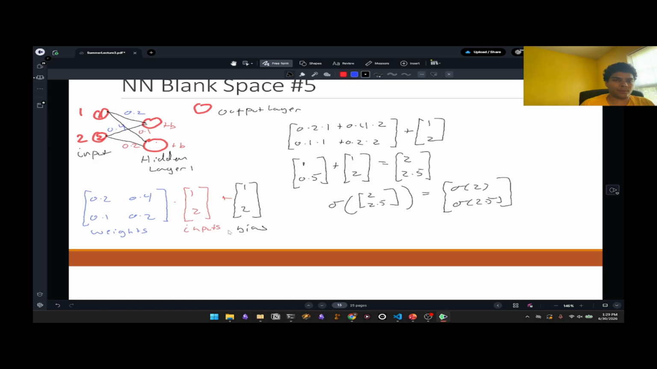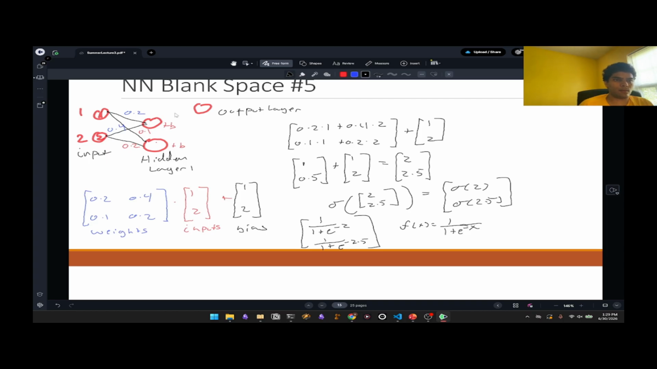So we're going to do 1 over 1 plus e to the negative 2. And then 1 over 1 plus e to the negative 2.5. So again, why do I do this? Well, the formula for the sigmoid, f of x, is equal to 1 over 1 plus e to the negative x. So x is obviously your input, and that's going to be 2 and 2.5. Okay, hopefully that makes sense.